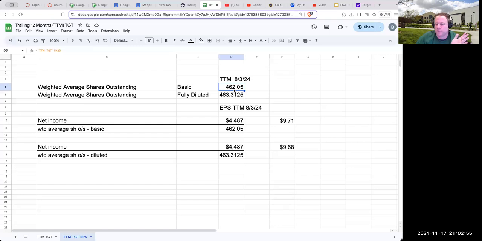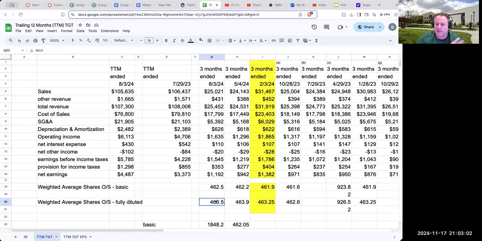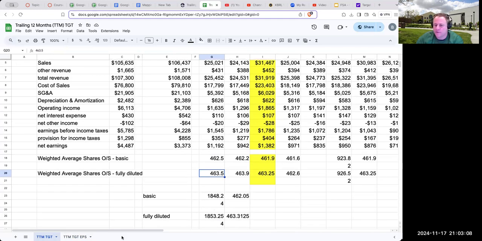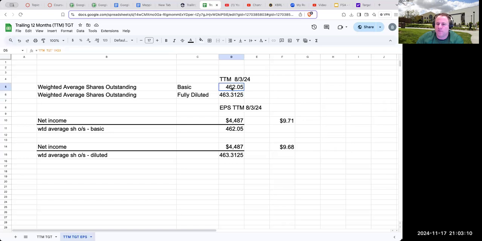So I want you to be computing. First thing you have to go through and do is find the weighted average shares outstanding. You're going to do this by taking what's in the financial statements, taking these 4 numbers over here, dividing by 4. That's going to give you the weighted average shares outstanding. Next thing you're going to do is compute the earnings per share for the trailing 12 months and at 8/3/24.